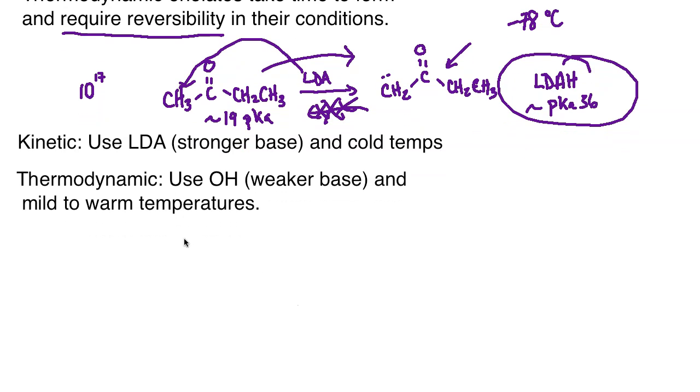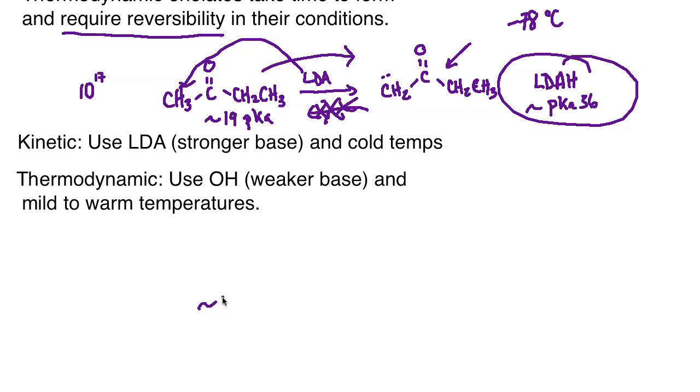Okay, so then how do we end up promoting thermodynamic enolates? Well, the use of hydroxide, which is in this case a weaker base, and mild to warm temperature. So even around room temperature is usually sufficient in order to start promoting a thermodynamic enolate. But if you make it very cold, then you're going to start forming the kinetic and kind of locking it in there. Okay, so again, the same pKa argument is in play here.